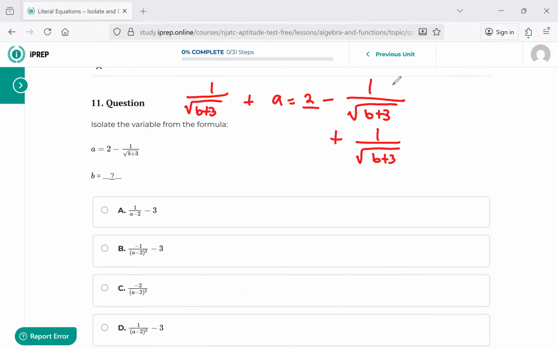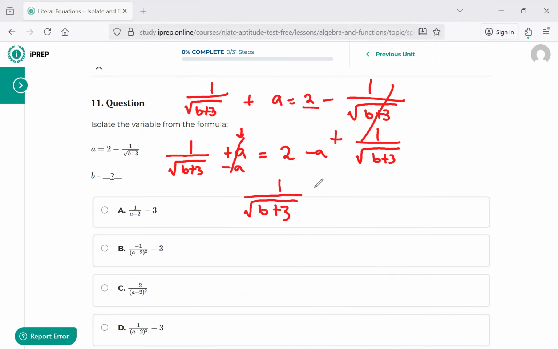Okay, so what happens is when you add, this cancels, so you're left with 1 over square root of b plus 3 plus a equals 2. Then what I would do is get rid of this a, because I want to solve for b, by subtracting a. So you have 1 over square root of b plus 3 equals 2 minus a.